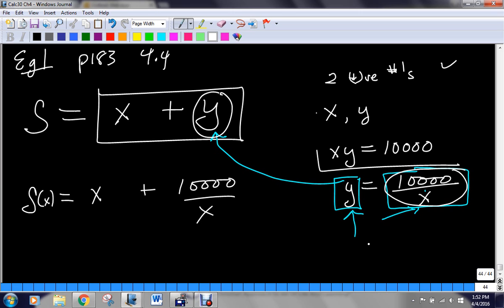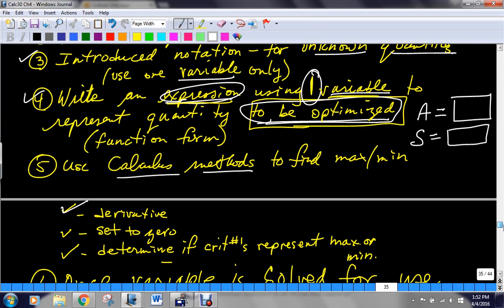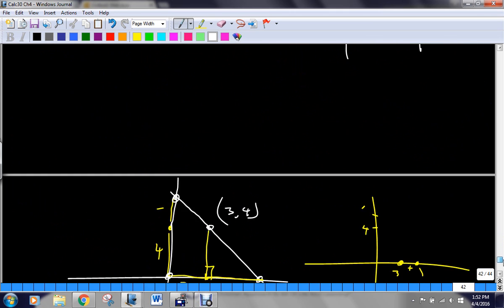All right. So at this point, what we want to do is go back to our steps here real quick, and it says what? Use calculus methods to find the max or min. How do we do that? Derivative. Set that derivative to 0. Determine critical numbers. Find out if they're maxes or mins. All right. So we shall do that.